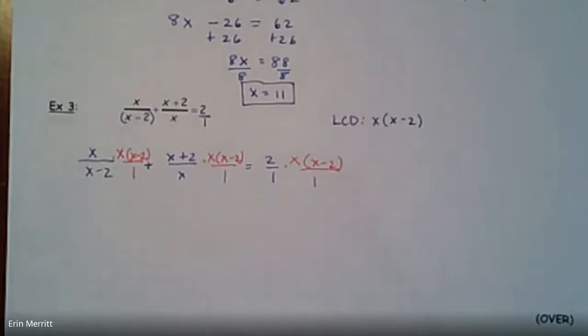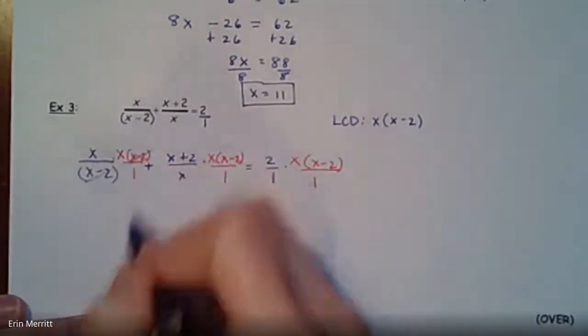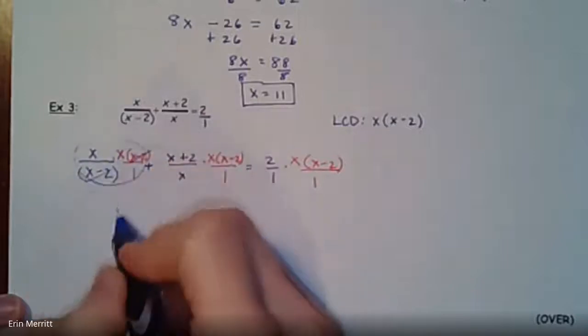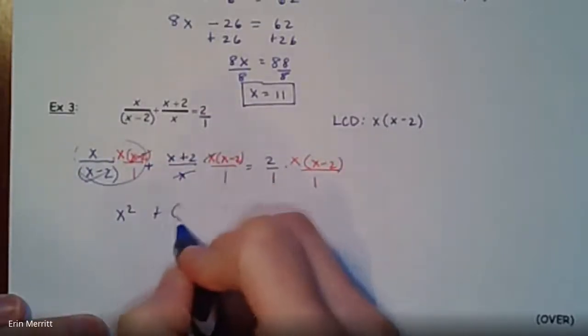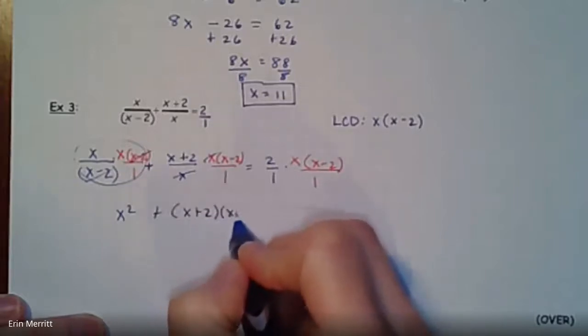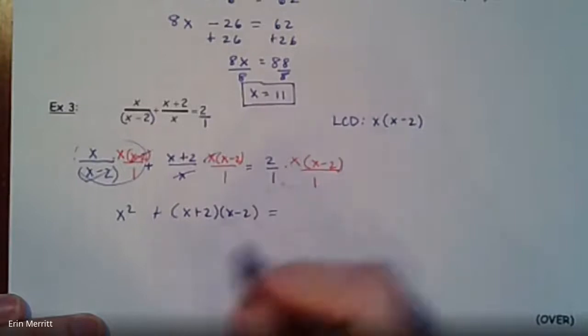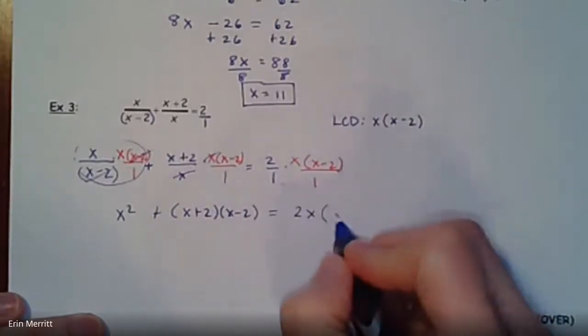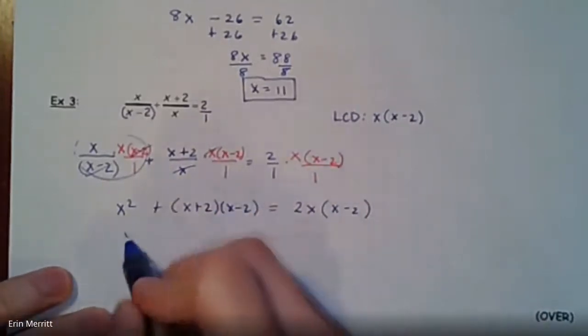All right, let's get rid of those little denominators. So the x minus 2's go there, and all we're left with is just x squared. The x's cancel here, and we're left with x plus 2 times x minus 2. Here, nothing cancels, so I'm left with this whole thing, 2x, and then times x minus 2. But the fractions are gone. So let's clean up and go from there.